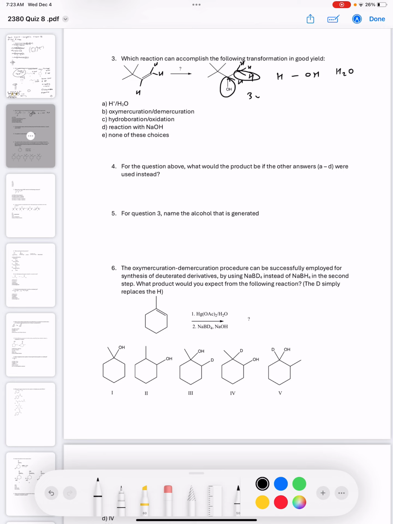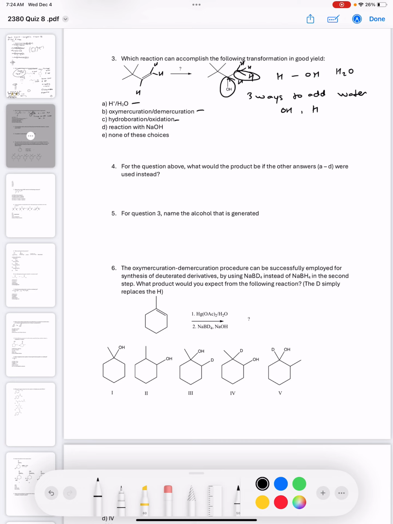So there's 3 ways to add water across a double bond like that, where we add OH on one side, H on the other. And I did a whole video on this, so if you want more information, you can check that out. But in the meantime, I'll give a quick overview of the 3 ways to add water. And they're actually listed here with A, B, and C.